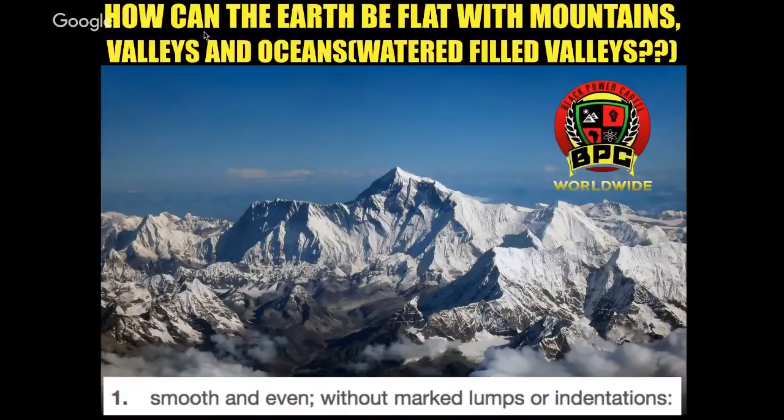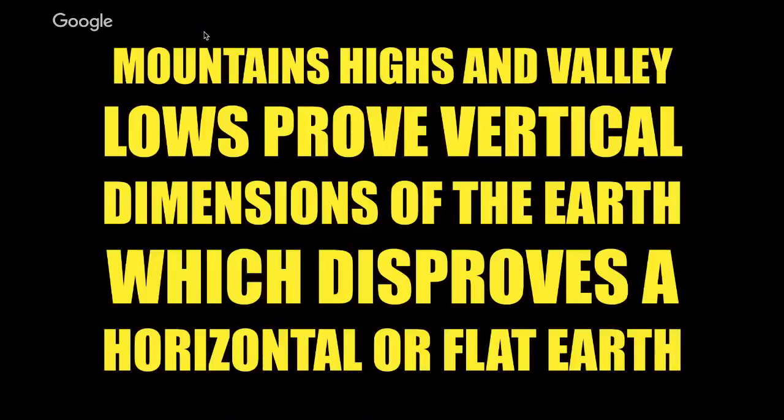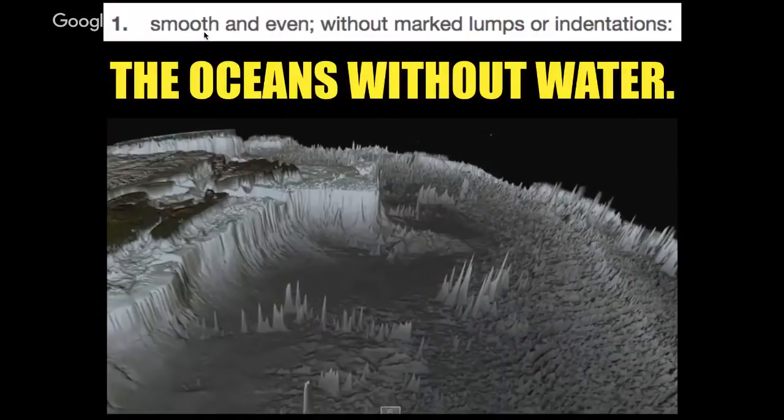How can the earth be flat with mountains, valleys, and oceans? If it's smooth and even, does it look like the mountains are smooth and even? They are lumps. They are indentations on the earth, which prove that the earth is not flat. We're looking right here at an x-ray of the oceans, so you can look at the depths of the ocean. You can see even there that the earth is not smooth, and that it's not flat, and that it's not even. These are the depths of the ocean.